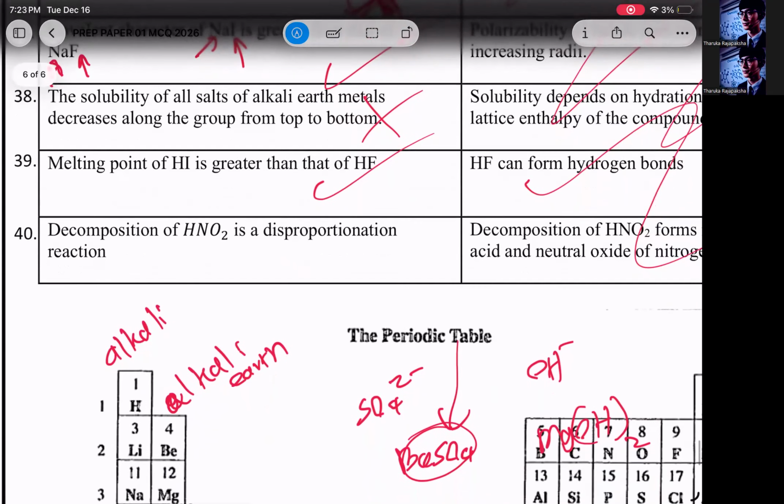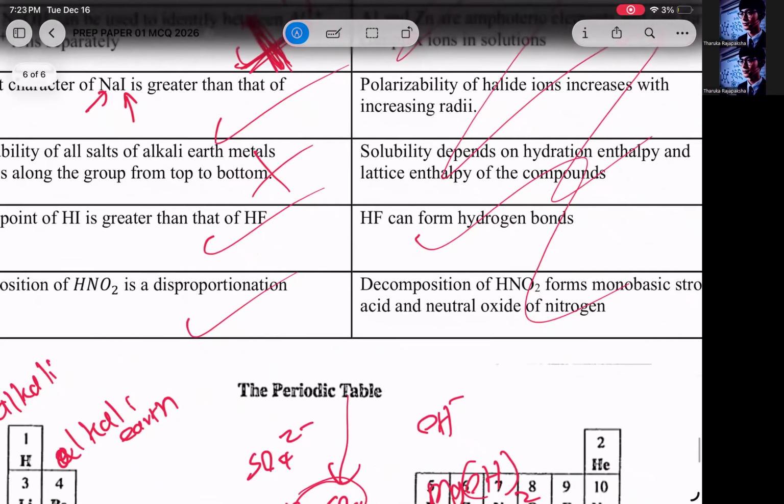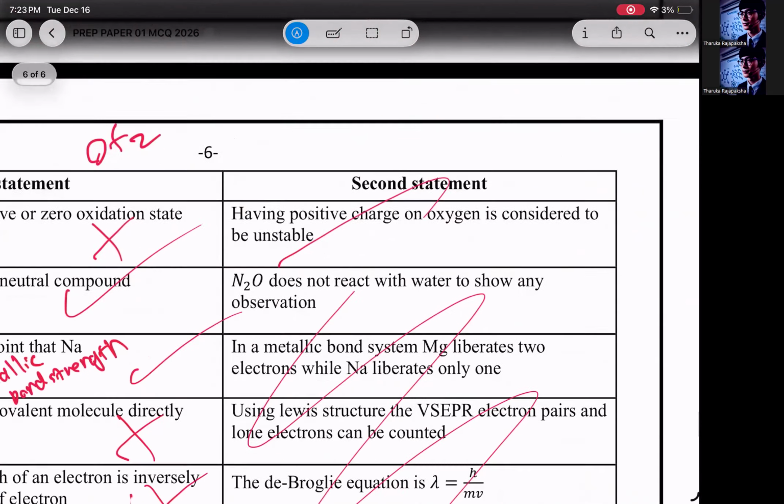Correct. Decomposition of HNO2 is a disproportionation reaction. That's correct. Now let's go for the second set of questions.